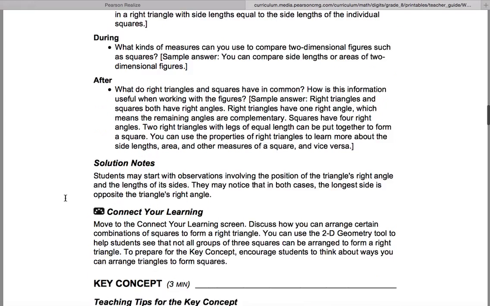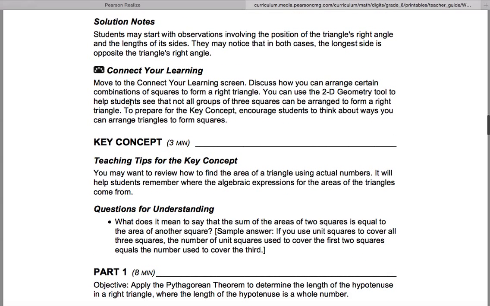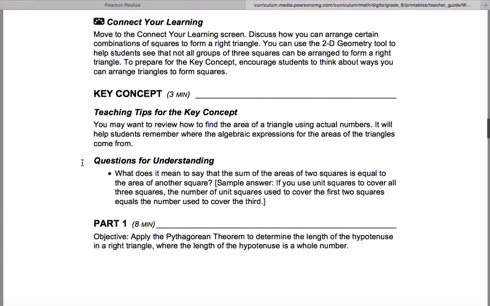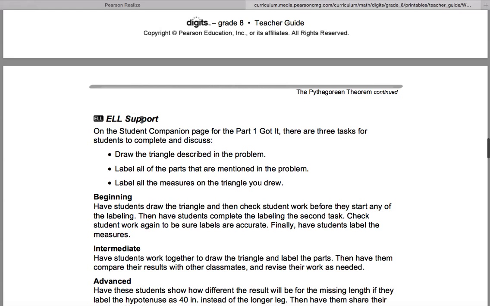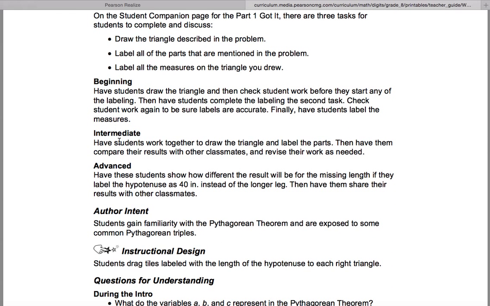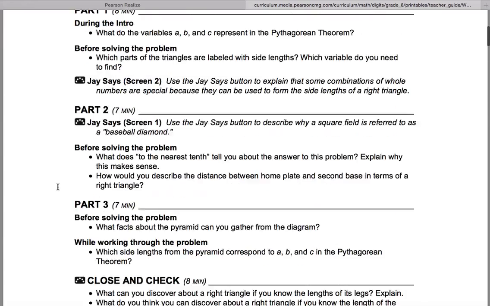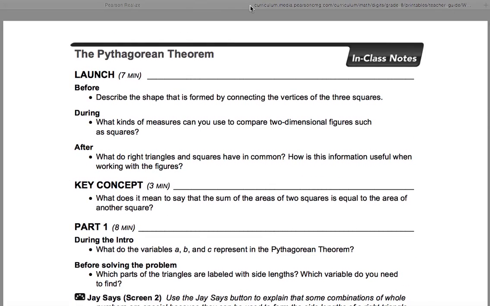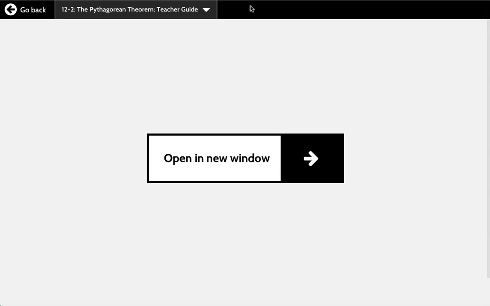It goes a little more deep. Solution notes, connections to learning, teaching tips, on and on. ELL support. There's just a bunch of stuff here. Beginning, intermediate, advanced things. That is where a lot of people mess up when they're teaching Digits. They just use the slides. And if you do that, you're really missing a lot of the cool, rich, deep content and having great discussions.